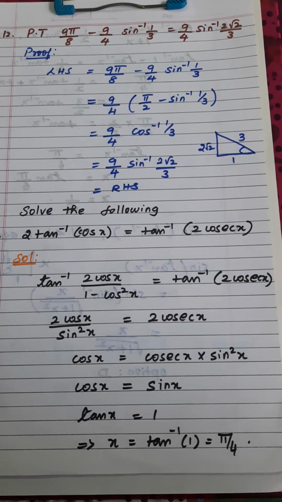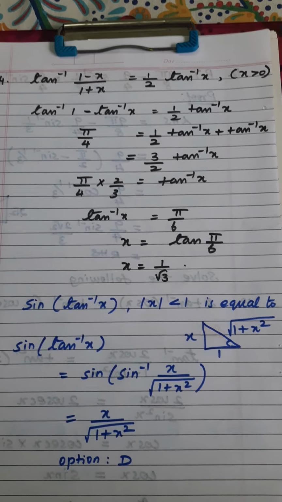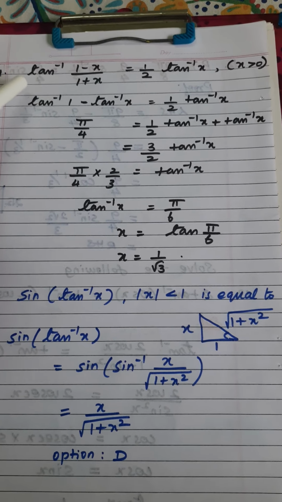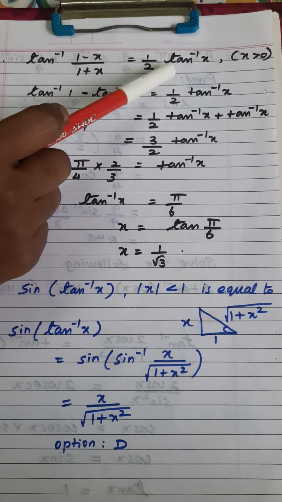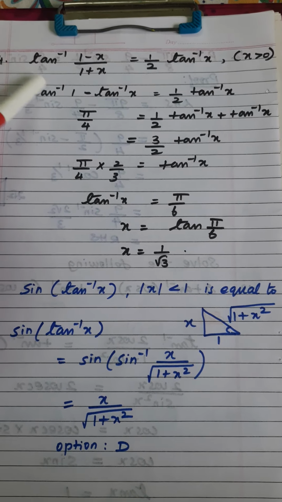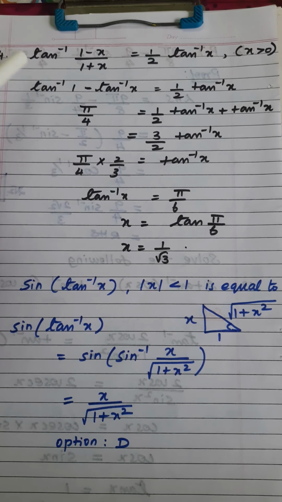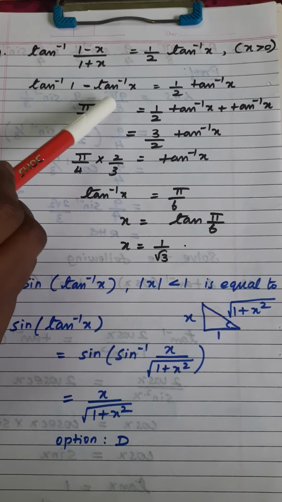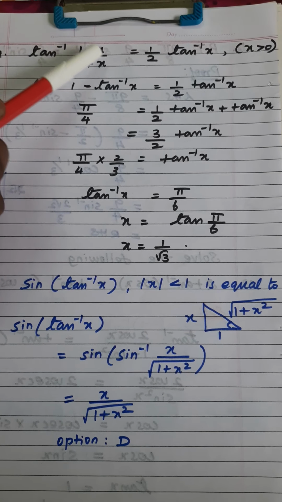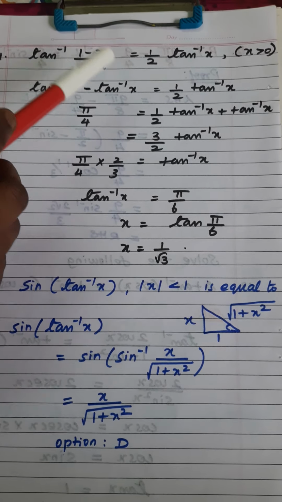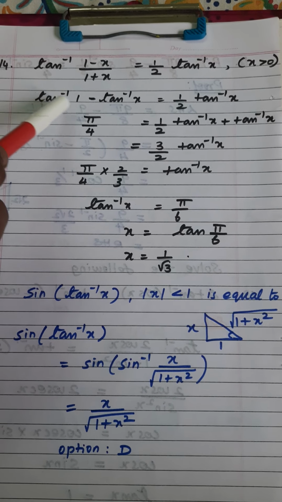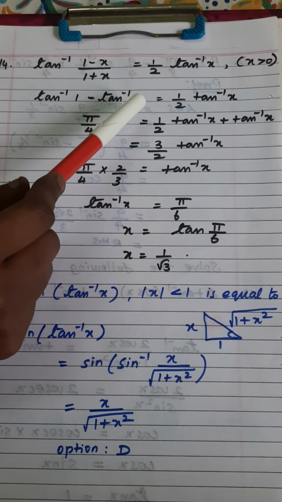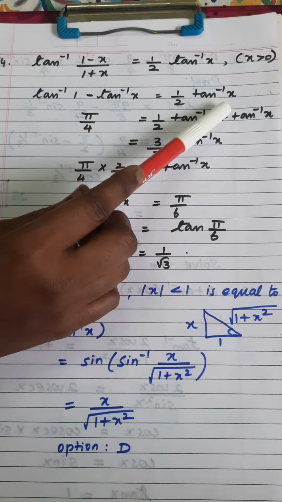So now we will see question number 14. Tan inverse of 1 minus x by 1 plus x equals 1 by 2 tan inverse x. Now see the LHS. Here it is of the form tan inverse A minus tan inverse B, that is A minus B by 1 plus AB. So instead of writing this step, we can use the formula: tan inverse 1 minus tan inverse x equals 1 by 2 tan inverse x.